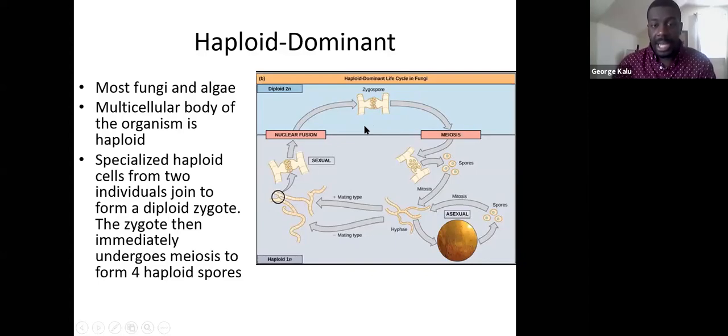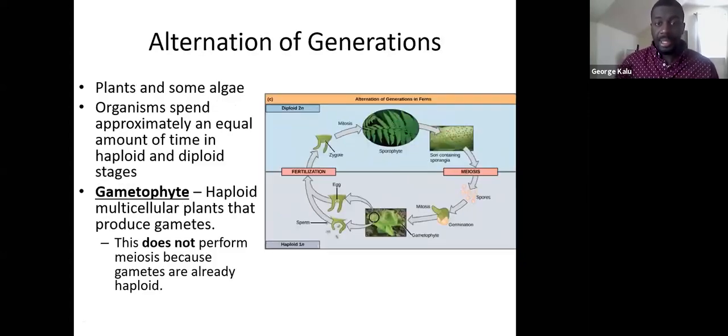Okay, that's haploid dominant. Then the last stage is called alternation of generations. In alternation of generations, this is going to happen in mostly plants and some algae. What happens is you essentially have organisms that spend approximately the same amount of time having a haploid stage and a diploid stage during the course of their lifespan.